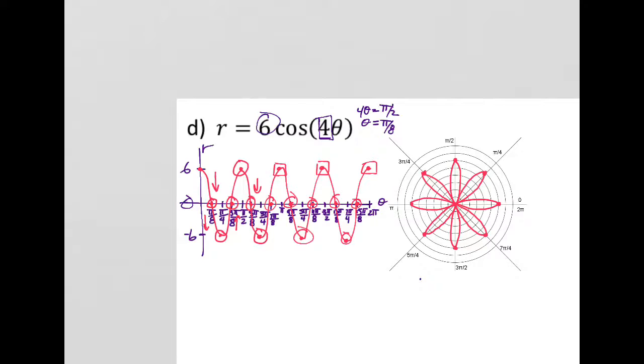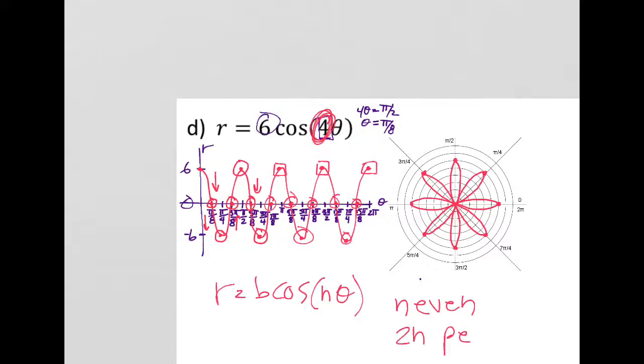Now notice that our modifier was 4 and we ended up with 8 petals. That is the relationship for when you have an even n value. If we're talking about r equals b cosine of n theta, if n is even, you get double the number of petals. If n is even, you get 2n petals on your rose curve.